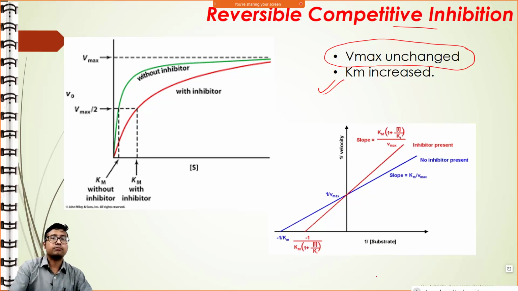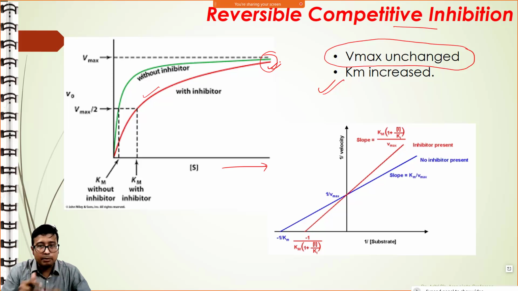So what happens? Since Vmax remains the same, ultimately both will attain this maximum velocity. But normally the reaction velocity will increase very much and then slowly reach towards the peak. However, with the inhibitor, the reaction velocity is low to start with, but as we increase the substrate concentration, the thing will be reversed and then ultimately it will attain the maximum velocity, right?